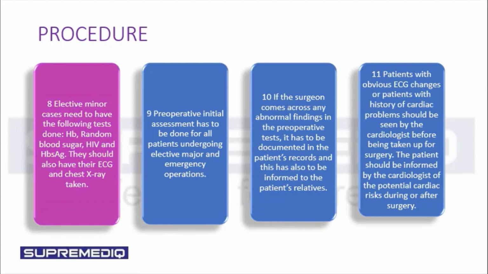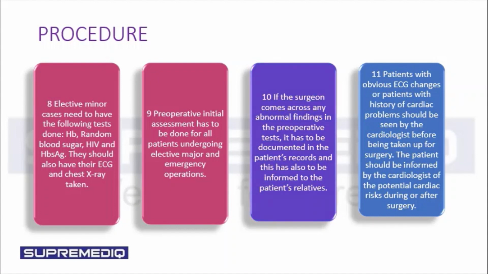Pre-operative initial assessment has to be done for all patients undergoing elective major and emergency operations. If the surgeon comes across any abnormal findings in the pre-operative tests, it has to be documented in the patient's records and this has also to be informed to the patient's relatives.